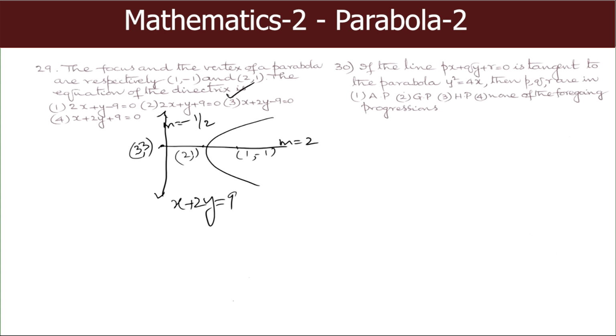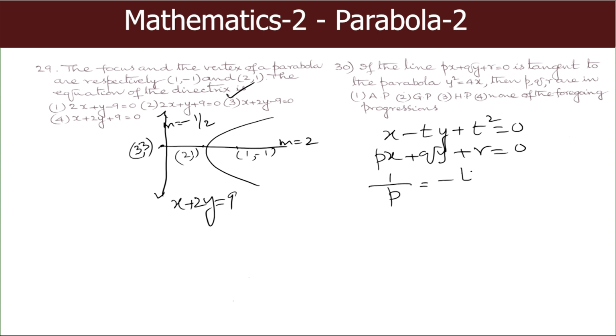If the line px + qy + r = 0 is tangent to the parabola y² = 4x, then p, q, r are in... Well, any tangent to the parabola is x - ty + at² = 0. a is 1 here, because it is 4ax, and a is 1 here. And therefore, any tangent to the parabola y² = 4x is x - ty + t² = 0. And this is same as px + qy + r = 0 if and only if 1/p = -t/q = t²/r.